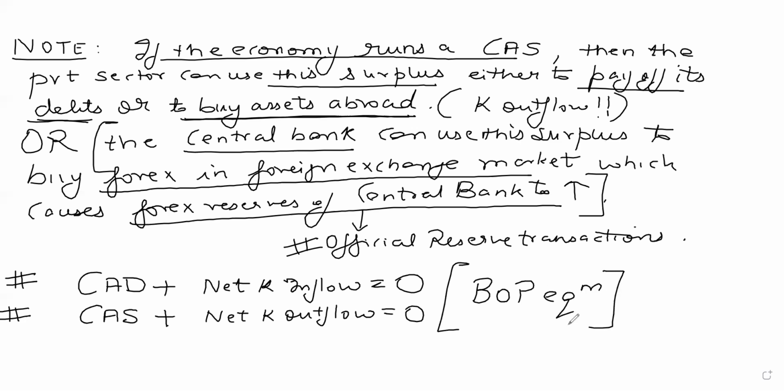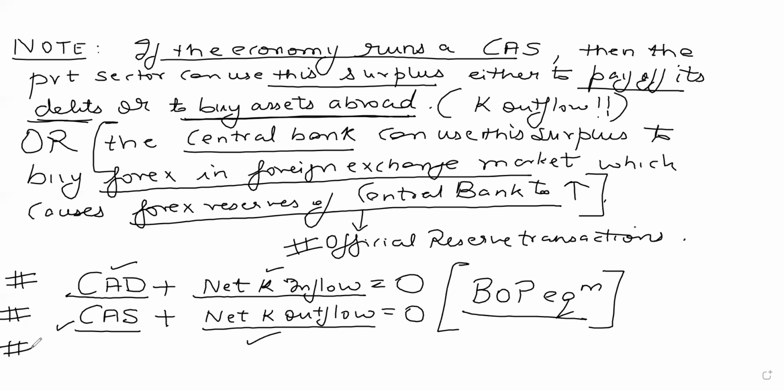Balance of payments of any economy will be in equilibrium if the current account deficit is exactly balanced by net capital inflow and the current account surplus is balanced by net capital outflow. So this is the desired situation. I am not saying that this will actually happen. What we are learning is balance of payments will be in equilibrium only when the current account deficit is balanced by net capital inflow or the current account surplus is balanced by net capital outflow. In that case, balance of payment is in equilibrium.